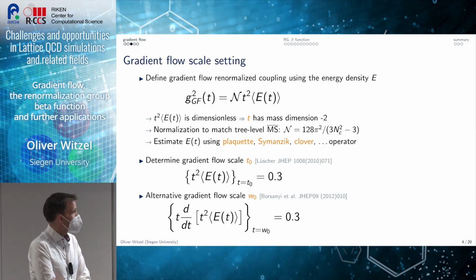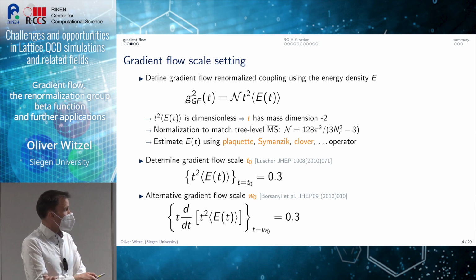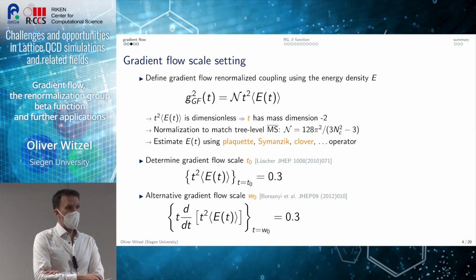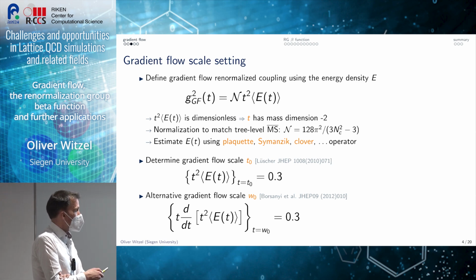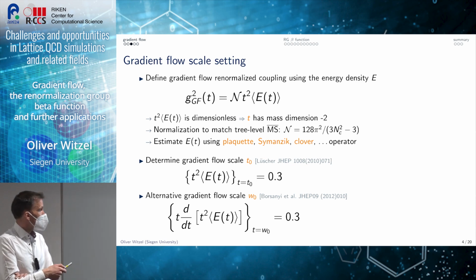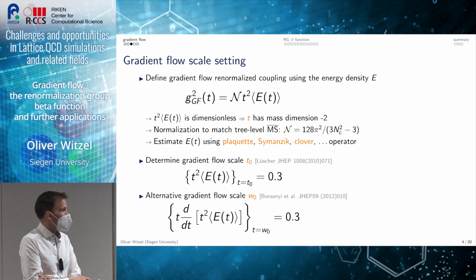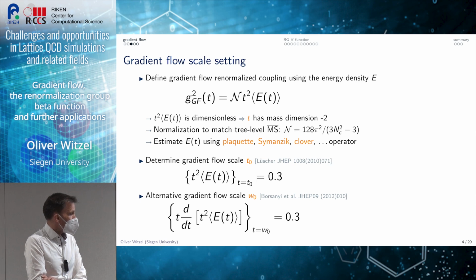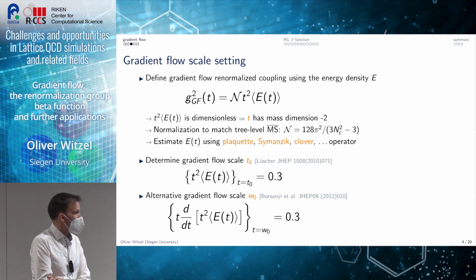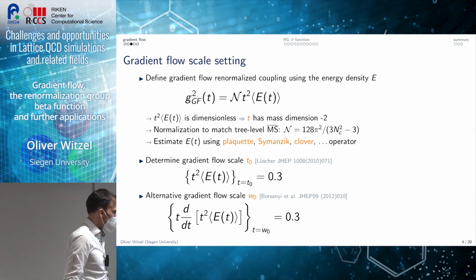Typical choices for the energy density are either the plaquette or the clover operator, but you could also use the Symanzik operator, so plaquette plus rectangle term with the appropriate weights. And you can, of course, construct whatever other operator you feel like doing. And the gradient flow t naught was then defined by Lüscher for the quantity t squared E to hit the value of 0.3. And at that flow time, you read off the scale t naught. The Wuppertal group then introduced a variant called w naught, where you basically look at the derivative and ask that the derivative takes the value of 0.3, and that is then called the w naught scale.